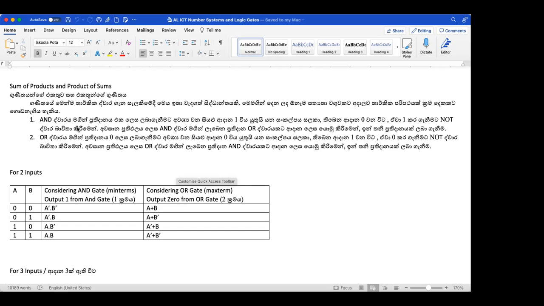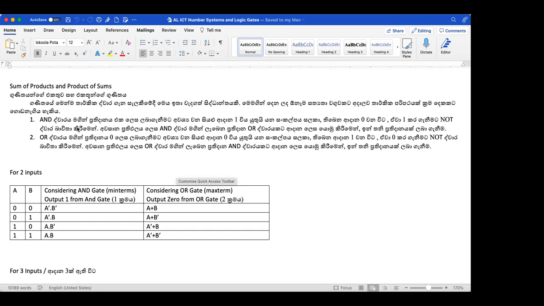Okay, good. Then let's consider two inputs. As you can see, I think you can see this truth table given below. It's showing two inputs, A and B. So in the first instance, in this column, we are trying to obtain 1.